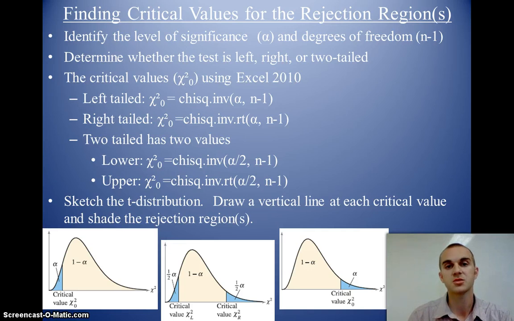So, like other problems, we first need to find our critical values for the rejection regions. And to do that, we need the level of significance and the degrees of freedom. Then we need to determine is it a left, right, or two-tailed problem. And then we use whichever formula is necessary based on Excel 2010.